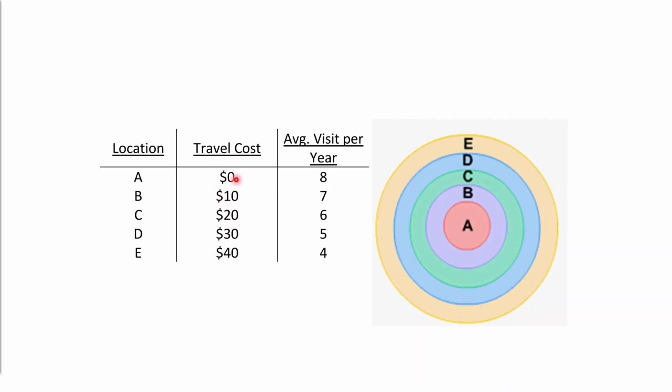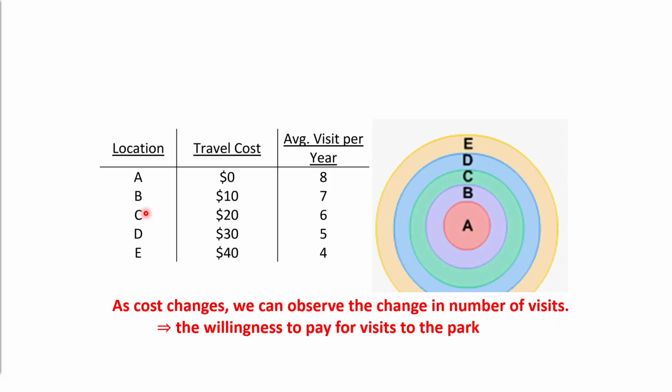So the idea here is, for every $10 increase in cost, the average visit goes down by 1. So we can say that's the value. That gives us a value of the national park, or of the park in question. Instead of changing the price, because there is no price to a state park, we can observe the change in cost, and we can observe the change in consumption here. And that will be our proxy for the willingness to pay for visits to the park.